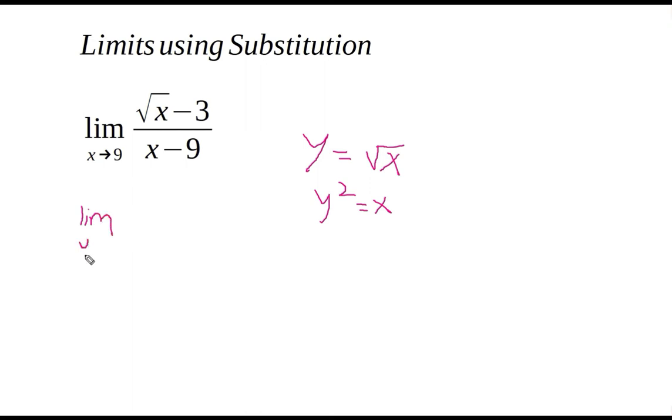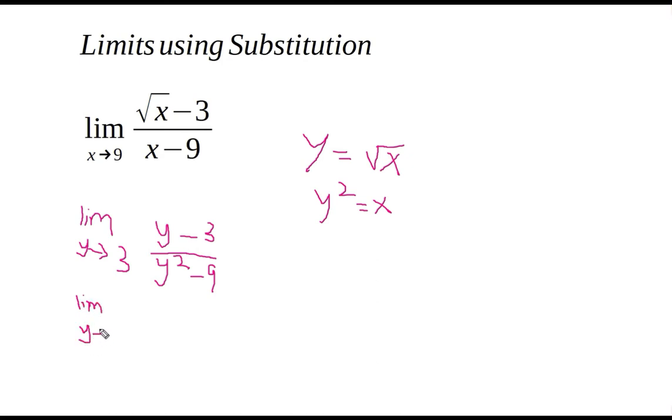We have the limit of y approaching 3 of y minus 3 divided by y squared minus 9. Now we go on, we see that we have a perfect square here. We can express this into two binomials.